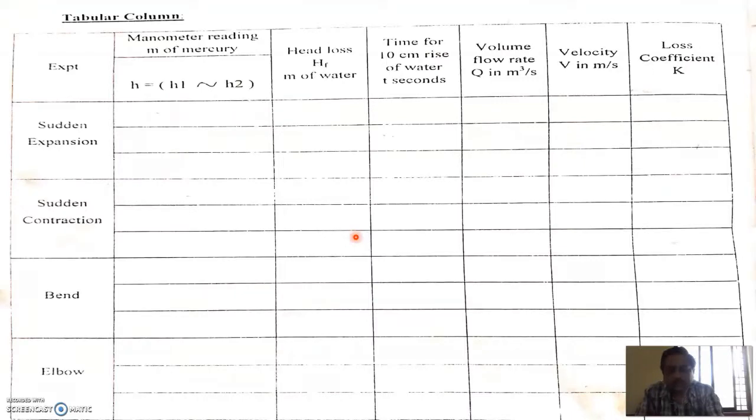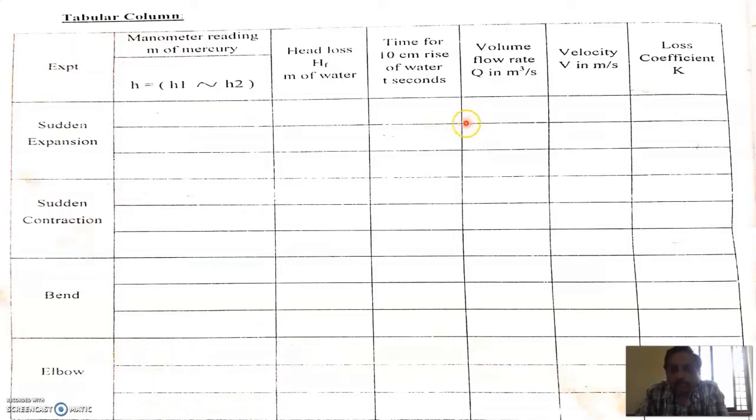We need to have a certain tabulation in this experiment. We need to note down the differential manometer reading, with respect to the left limb and the right limb, for sudden expansion and contraction. For sudden expansion, you need to write the difference. For sudden contraction also, there is a manometer apparatus. You need to write the left limb reading, right limb reading and the difference. For the bend also, left limb, right limb and the difference. For the elbow also, left limb, right limb and the difference.